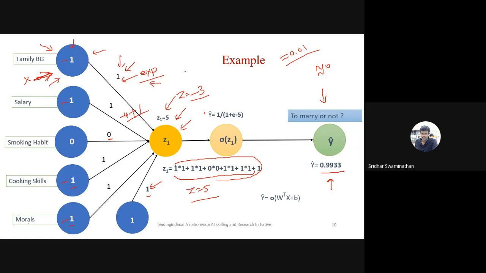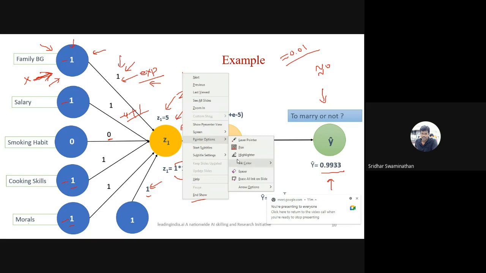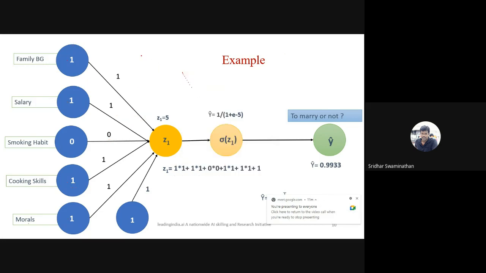Okay. So you have 4 scenarios in your model. You have x, you have weights, you have z, you have sigmoid.